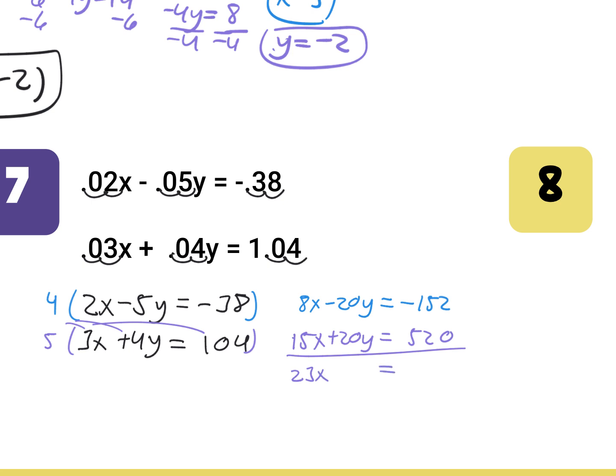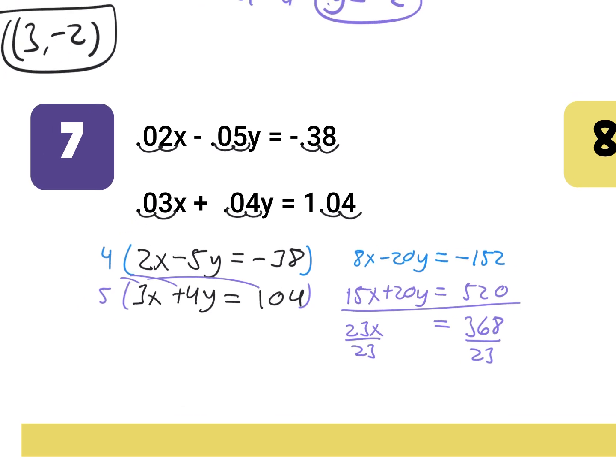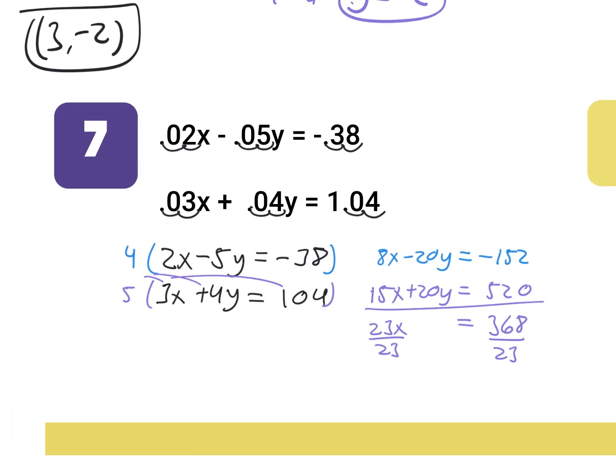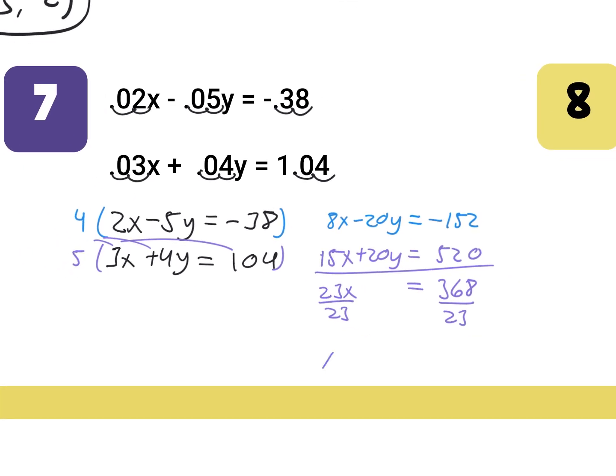Equals, and then negative 152 plus 520 gets you 368. So divide both sides by 23. We'll give you more manageable stuff on the test, but just to show you that you get an answer from this, let me see what that gets you. All right, 16 for x.